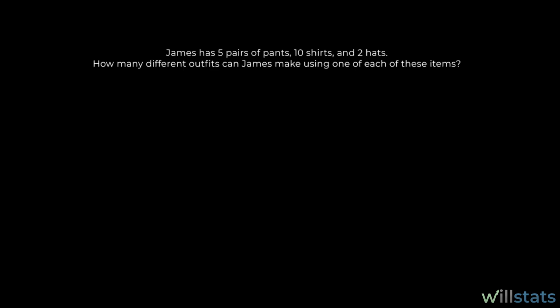Let's look at an example. James has 5 pairs of pants, 10 shirts, and 2 hats. How many different outfits can James make using one of each of these items? So the key here is one of each of these items. So he needs to wear one of 5 pairs of pants, one of 10 shirts, and one of 2 hats.